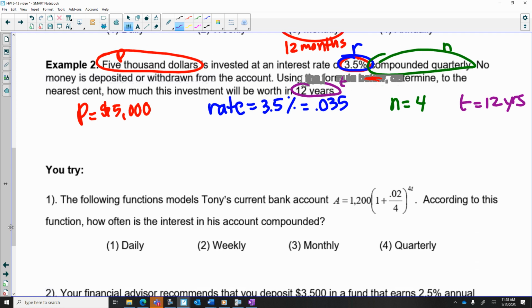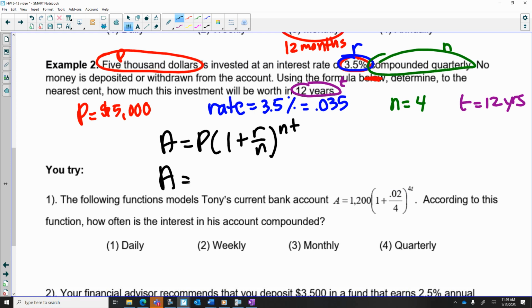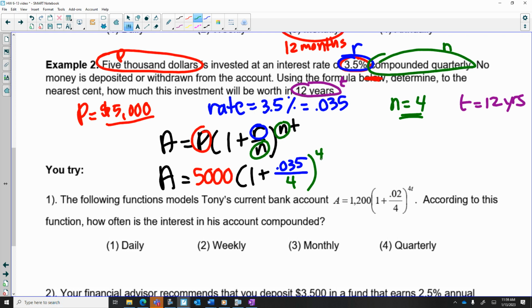So the formula is A equals P 1 plus R over N to the NT, okay? So we are looking for A, which is the final amount. So let's plug in our initial amount, which is the 5,000. That's going to go in here. Now we're going to do 1 plus because we're retaining the initial amount of 5,000, and now we're adding. Now the rate is 0.035, so that's going to go in here on the top for R. And then the N is 4 because it's quarterly. So that's going to go here and here, 4 and 4. And then the T is the time. The time is 12 years. So we're going to plug that in for here, 12.